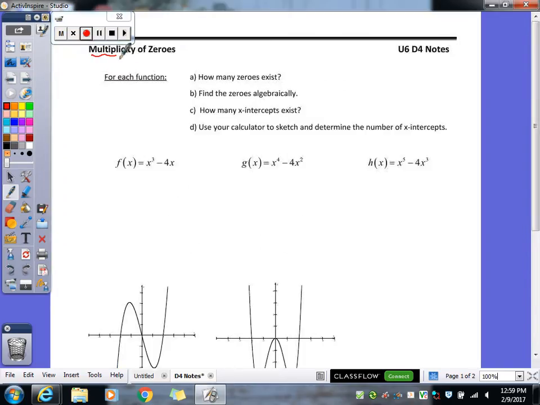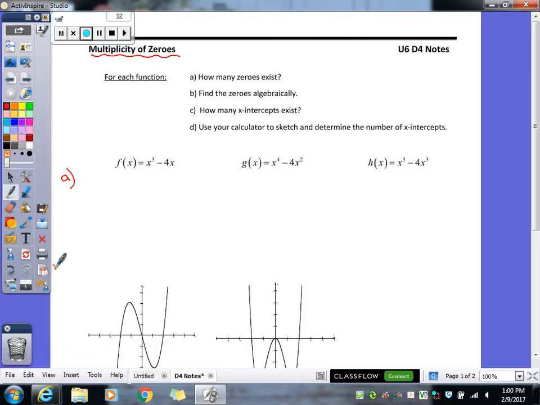So what we're talking about today is multiplicity of zeros. We're still going to be sketching pictures of graphs. We're still going to be talking about end behaviors, what's the degree, what's the leading coefficient, all that good stuff. But then there's one more step to help us finish our pictures off that we didn't get to just yet. So we're going to look at each of our functions. We're going to go through our A, B, C, D up above, and we're going to fill it in.